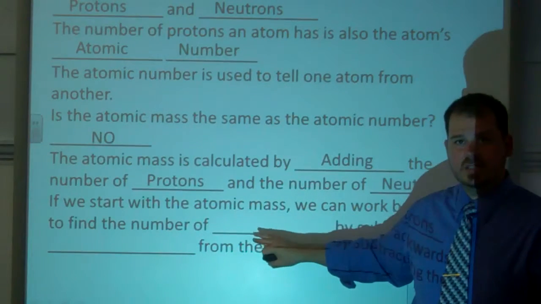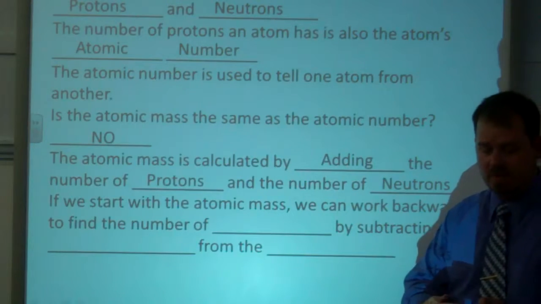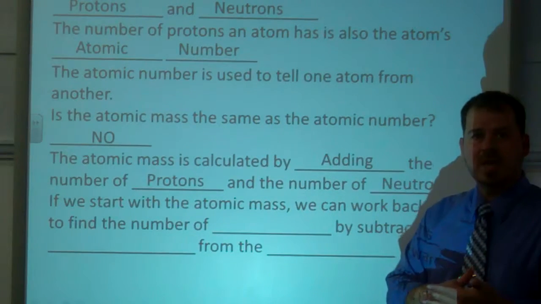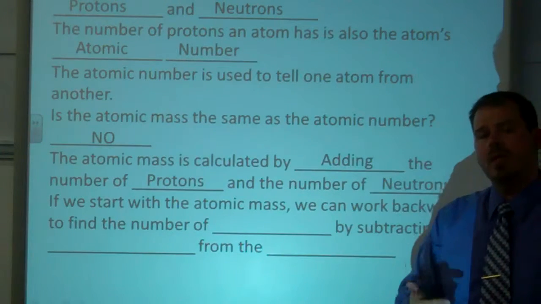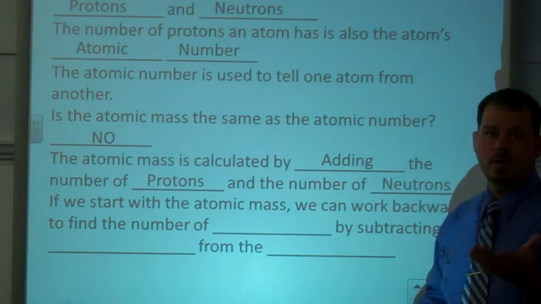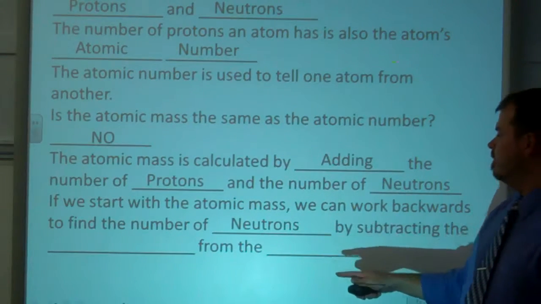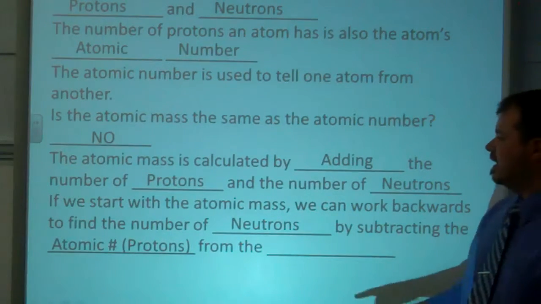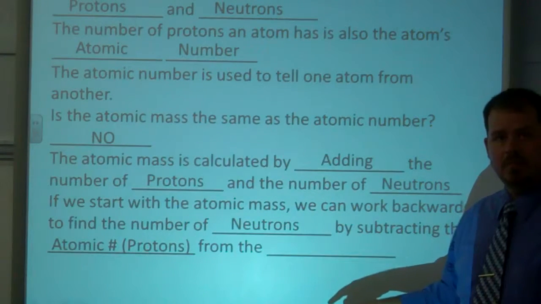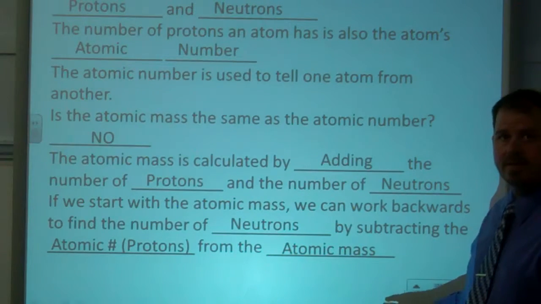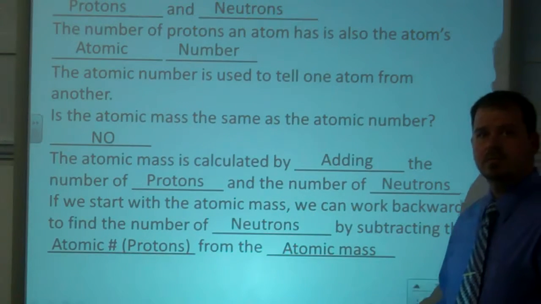If we start with the atomic mass, we look at our periodic table, we find the atomic mass of nitrogen, we see that it has 7 protons. In order to calculate how many neutrons it has, we've got to go backwards. So if we start with the atomic mass, to find the number of neutrons, we're going to end up subtracting the atomic number, or the number of protons, from the atomic mass, which is the total mass, the protons and the neutrons. Okay?